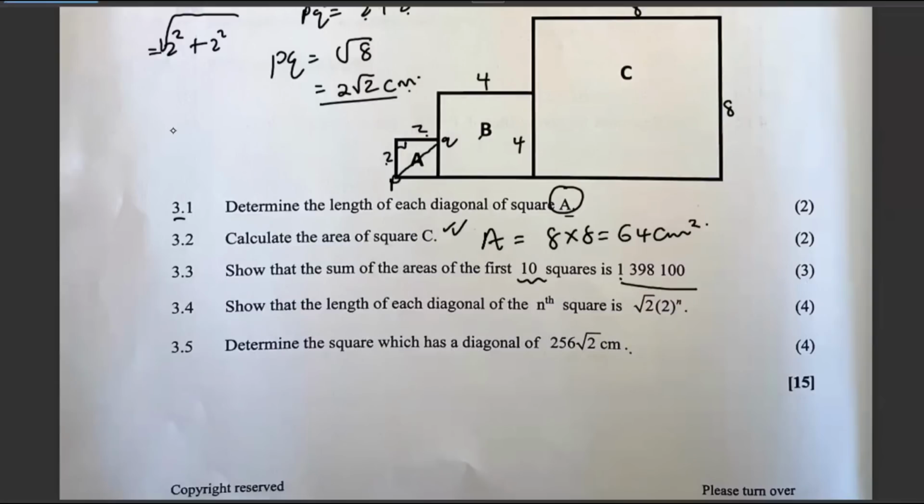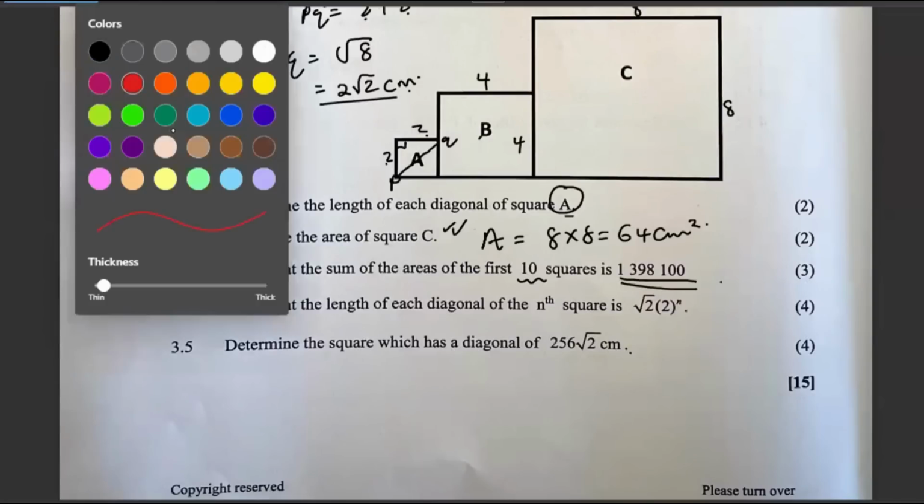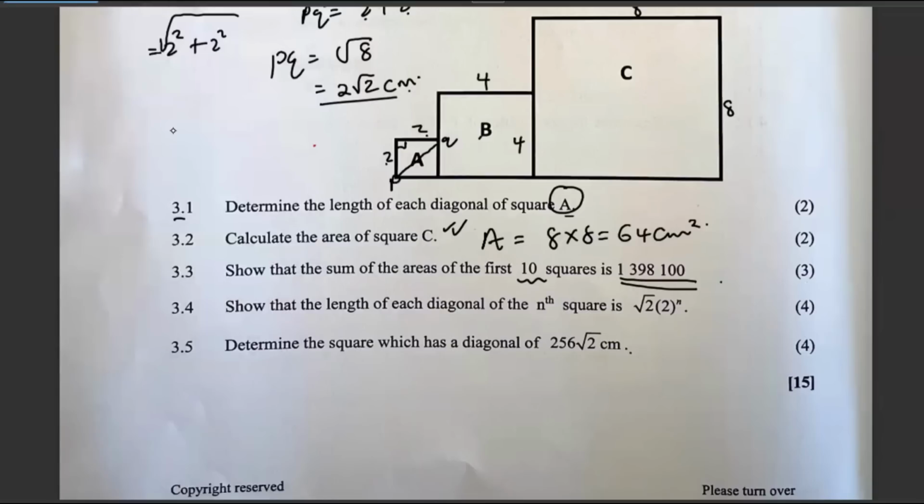Then 3.3, can we show that the sum of areas of the first 10 squares is given as that? So now the question is changing goalposts. They started with diagonal, they asked the area, now they're asking about the sum of the areas. If the first area is 2 by 2, which is 4, the second area is 4 by 4, which is 16. The next area is 8 by 8, which is 64. This is a geometric sequence with a common ratio of just 4.